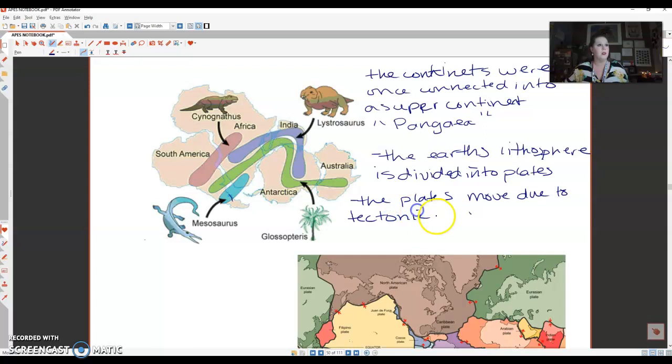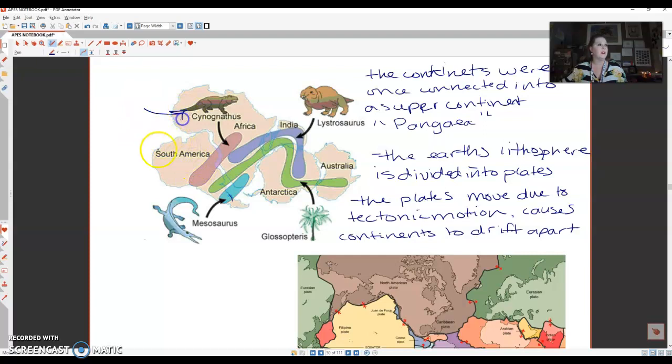Due to tectonic motion. Okay, so tectonic motion is the actual motion of the plates. And so this causes continents to drift apart. Okay, so if we go back up here, each one of these is a tectonic plate. Okay, that's how that works. So the continents sit on plates. Tectonic plates, they're constantly moving.